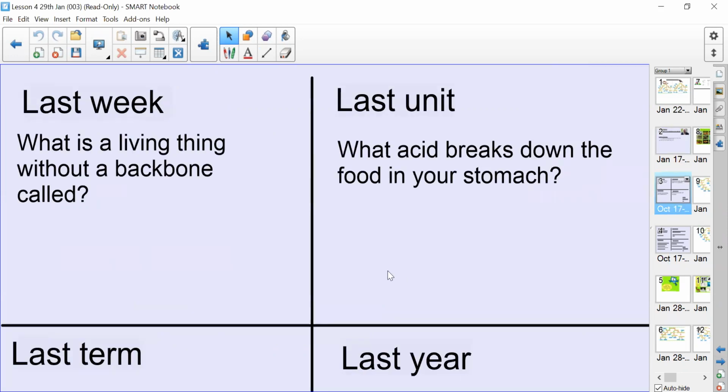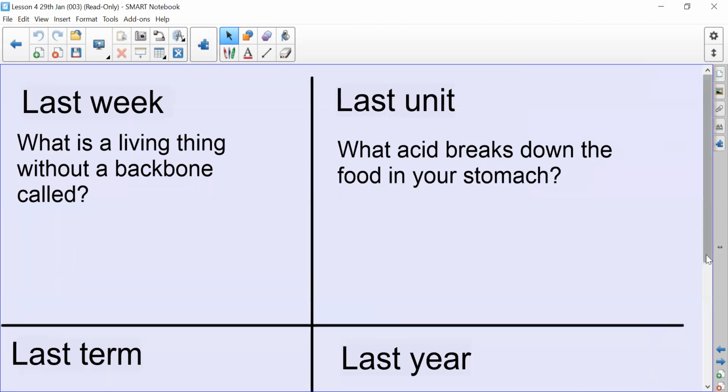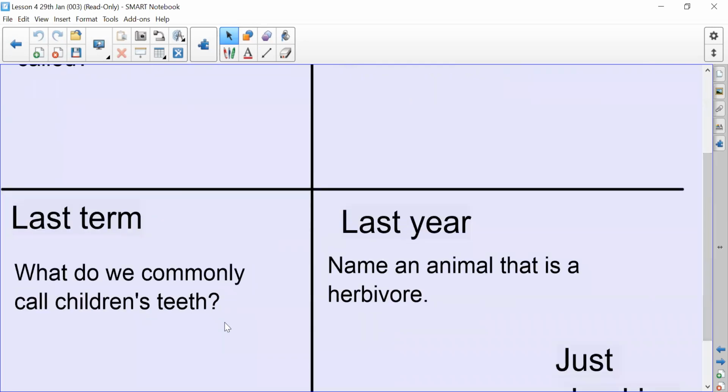Last week, what is a living thing without a backbone called? Last unit, what acid breaks down the food in your stomach? Last term, what do we commonly call children's teeth? And last year, name an animal that is a herbivore. Okay, pause the video and write those down.